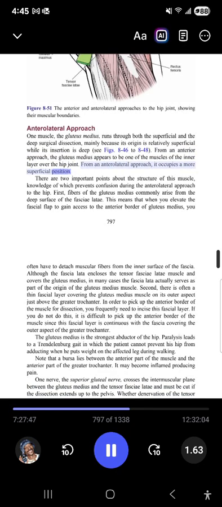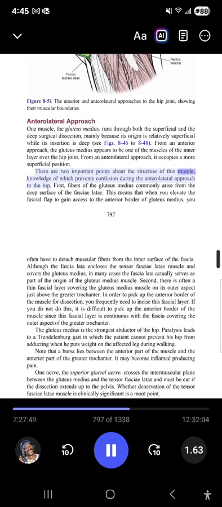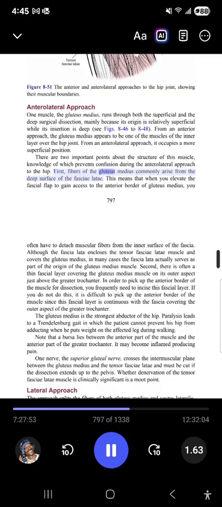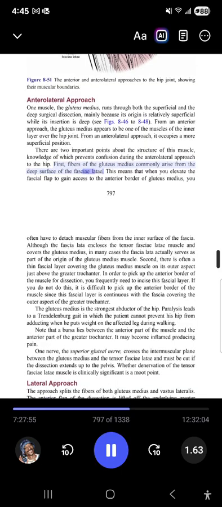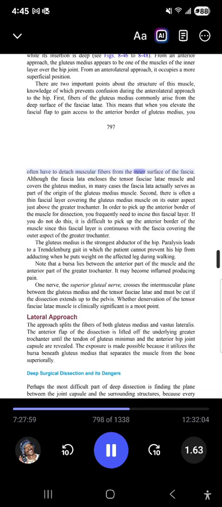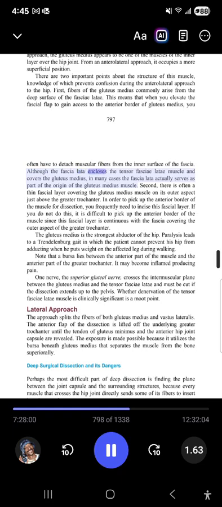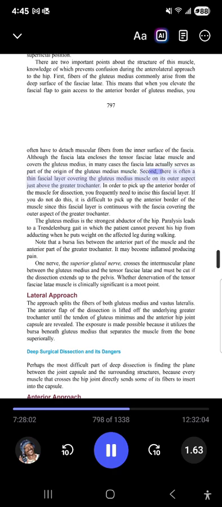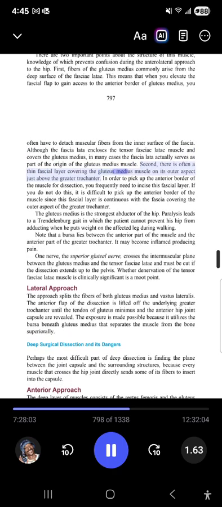There are 2 important points about the structure of this muscle, knowledge of which prevents confusion during the anterolateral approach to the hip. First, fibers of the gluteus medius commonly arise from the deep surface of the fascia lata. This means that when you elevate the fascial flap to gain access to the anterior border of gluteus medius, you often have to detach muscular fibers from the inner surface of the fascia. Although the fascia lata encloses the tensor fasciae latae muscle and covers the gluteus medius, in many cases the fascia lata actually serves as part of the origin of the gluteus medius muscle. Second, there is often a thin fascial layer covering the gluteus medius muscle on its outer aspect just above the greater trochanter.